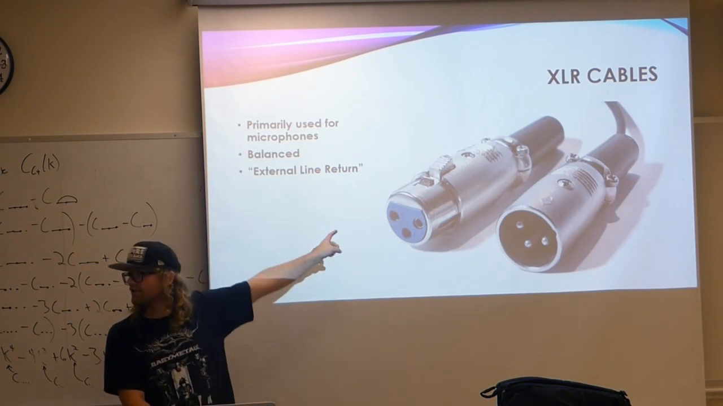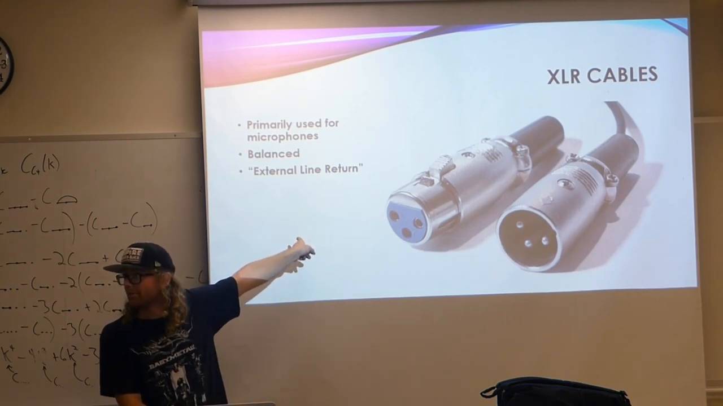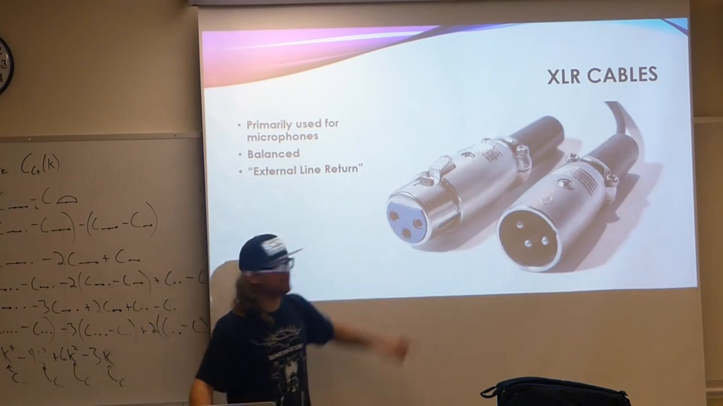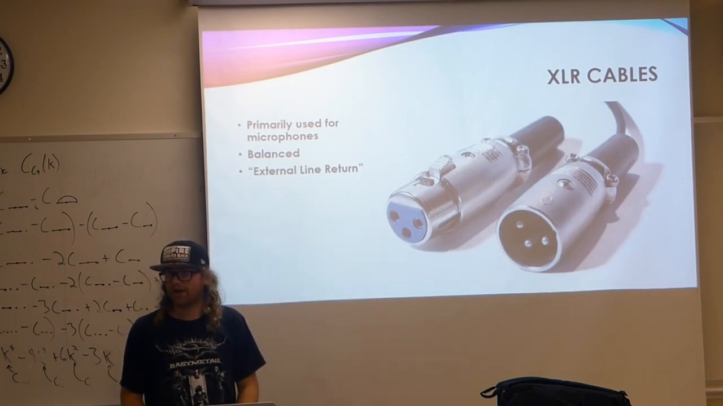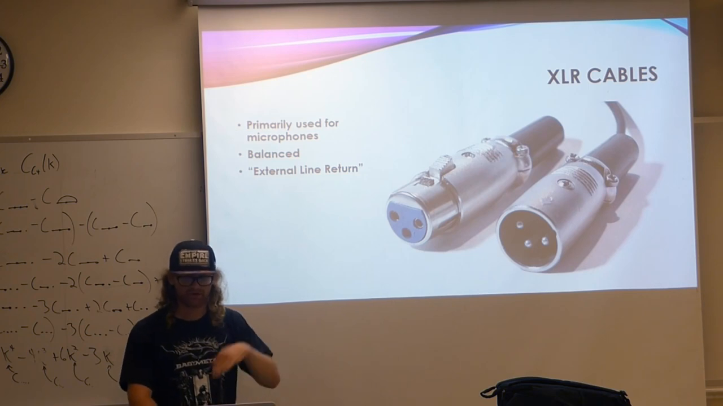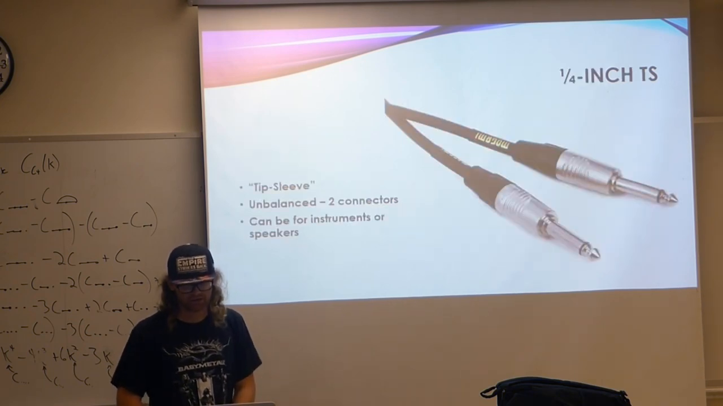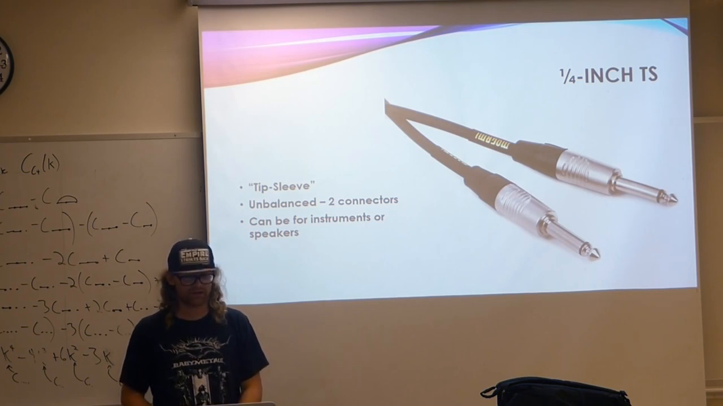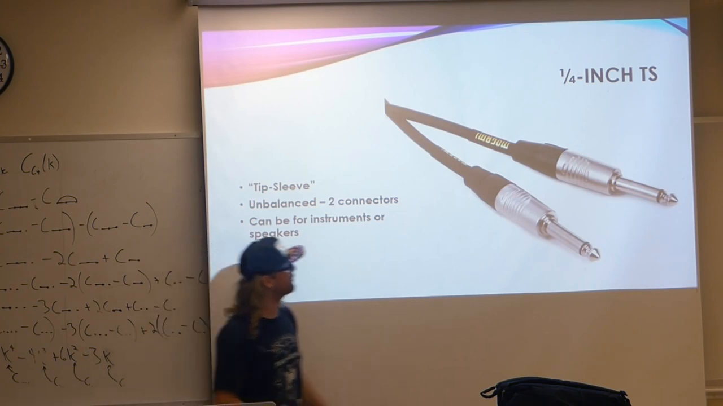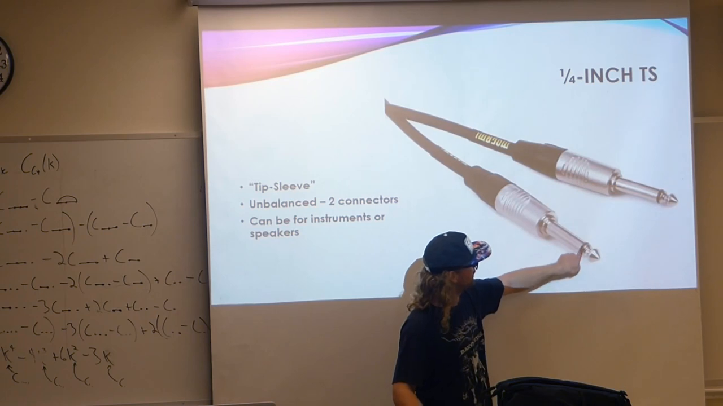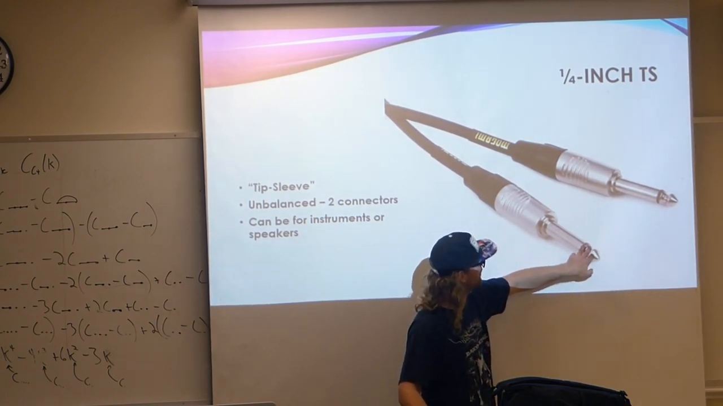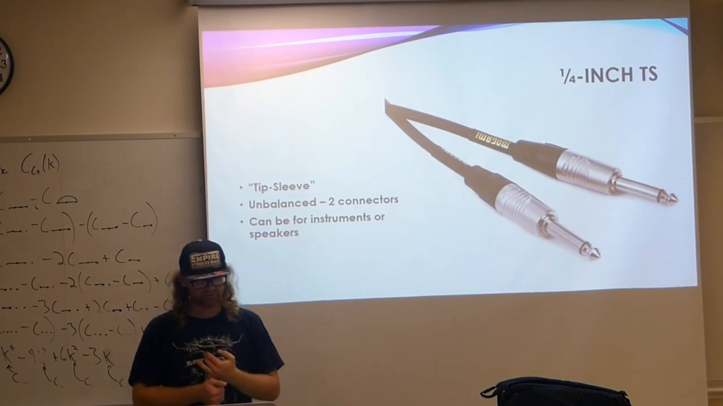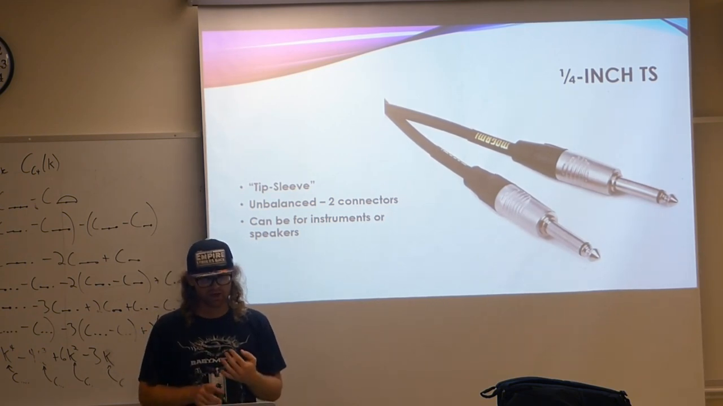Just so you know, this is an XLR cable, okay? It's got three wires, and that's how you know that it's balanced. It's a balanced wire as opposed to an unbalanced wire, and I'll get into that later. All right, this is called a quarter inch TS. The TS stands for tip sleeve, and that means there's the black insulator here, and then you have the tip conductor and the sleeve conductor, okay? And it's unbalanced, so it has two connectors.